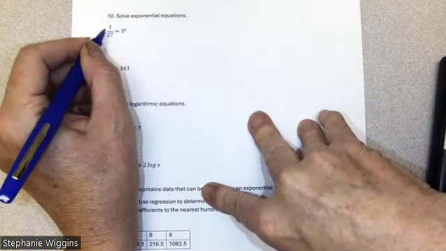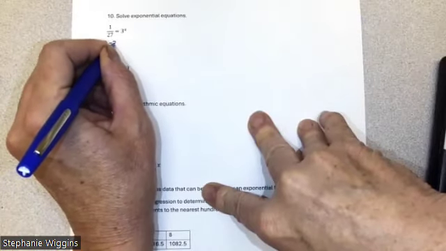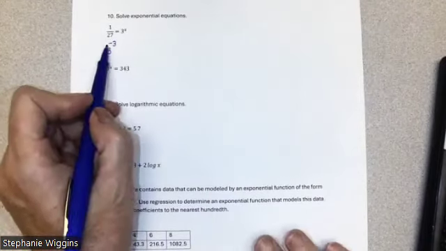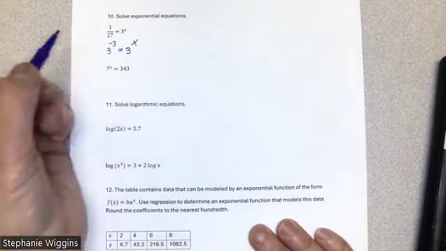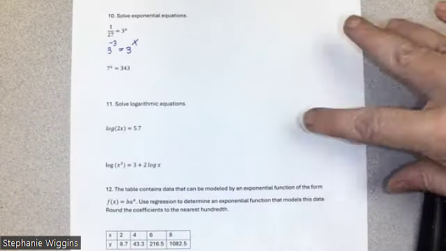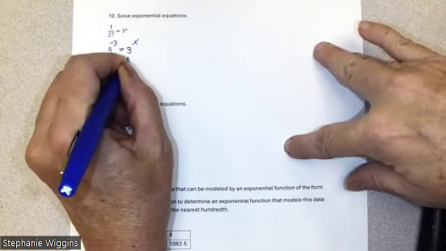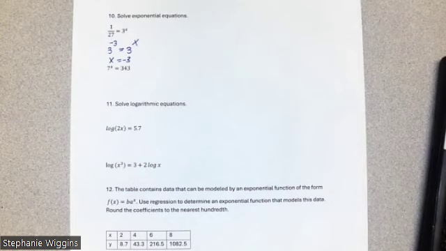So 1 over 27 is just 3 to the minus 3 power, because 3 cubed is 27. And if you take the reciprocal of that, that's how we get the negative here. And so on the right side, we have 3 to the x. Now that the bases match on either side of the equation, we can just say that x must equal negative 3.